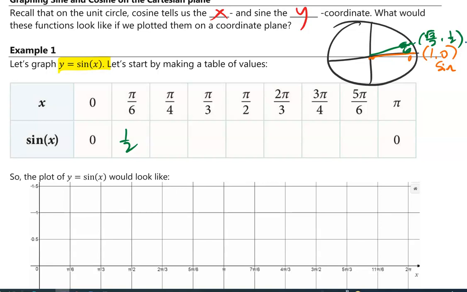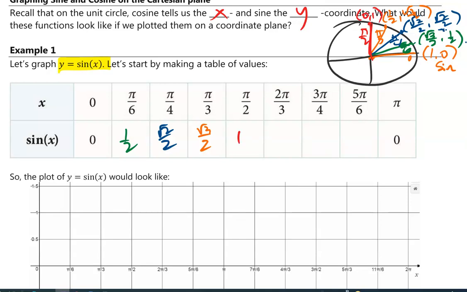And the next, pi over 4. This is pi over 4. And we know that this is square root of 2 over 2 and square root of 2 over 2. And this is sine. The y coordinate is square root of 2 over 2. Then pi over 3. So this is pi over 3. And we know that this is 1/2 and square root of 3 over 2. The y coordinate is square root of 3 over 2. Then pi over 2. So this is pi over 2. And we know that this is 0, 1. And the y coordinate is 1.